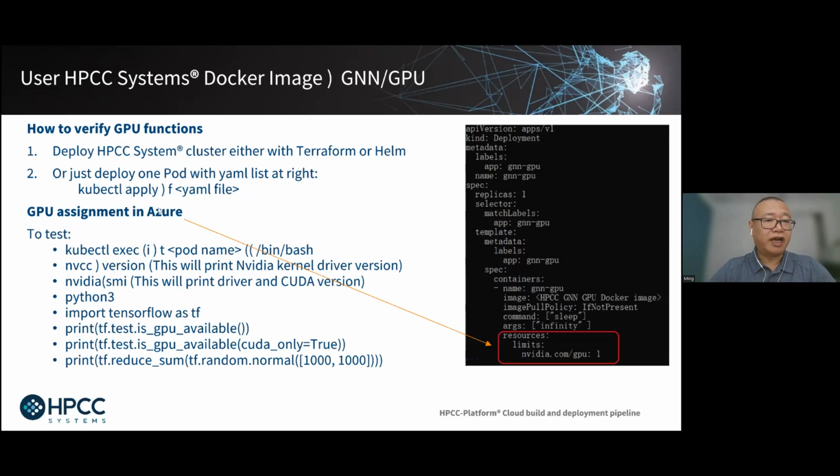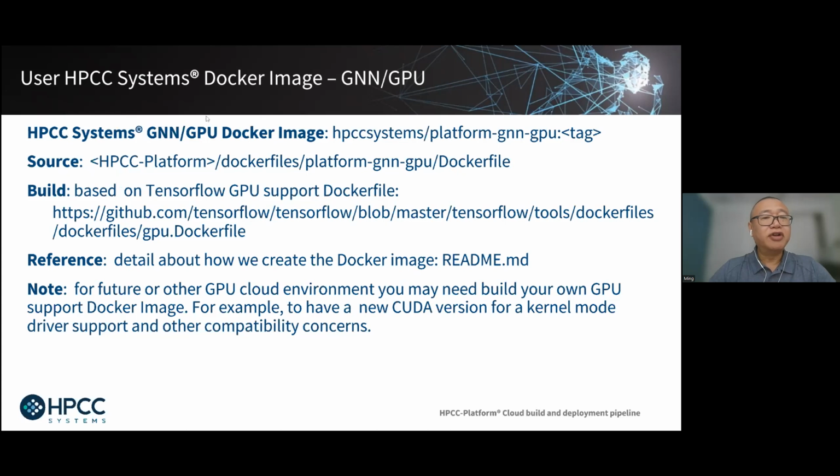Okay, here is how you build your image. We currently publish the GNN GPU Docker image. The source file we push is under platform, Docker files, platform, GNN, GPU, and then the Dockerfile. We build this one based on the TensorFlow GPU support Dockerfile. I have a link here; that is the one we currently reference. You can also reference the README in the same directory, which tells how we build this Docker image. A note: for the future or other GPU cloud environments, you may need to build your own GPU-supported Docker image, for example if you have a new CUDA version to support the kernel mode driver or other compatibility concerns.